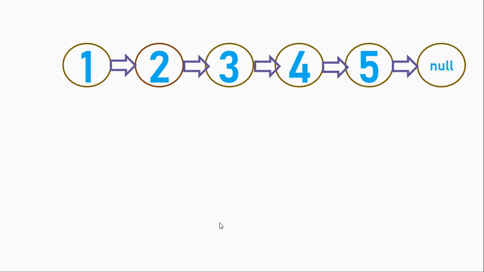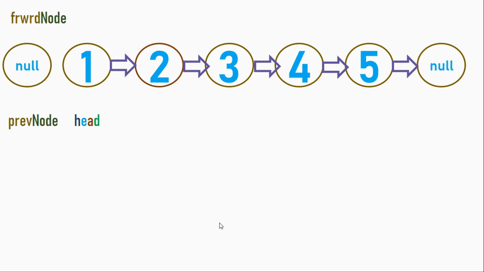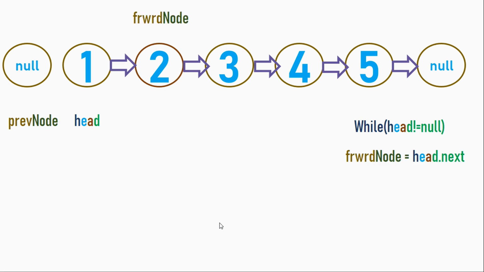This is my linked list. Head is 1, taking one null node and it is initialized to forward node and previous node. Now I will take one while loop. I will check head is not null. If it is not null, I will move my forward node to head next node. That means my forward node will be node 2.